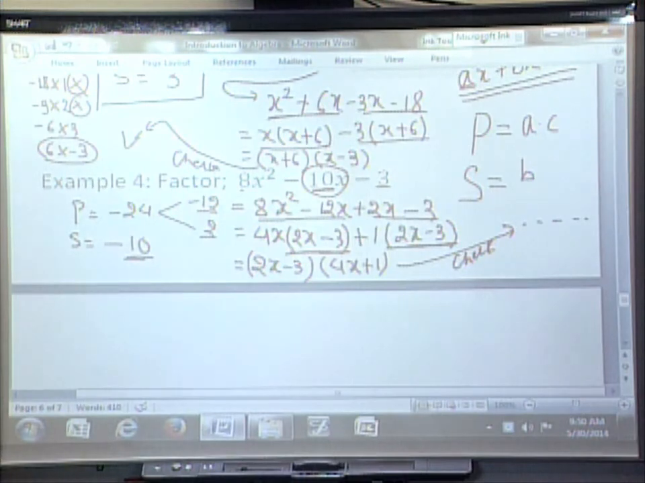As I have already mentioned, there are a bunch of tricks people use to factor. I'm not going to talk about any of the tricks. This is the process. If we follow the process, we don't need to remember the tricks. So this is basically factoring trinomials.